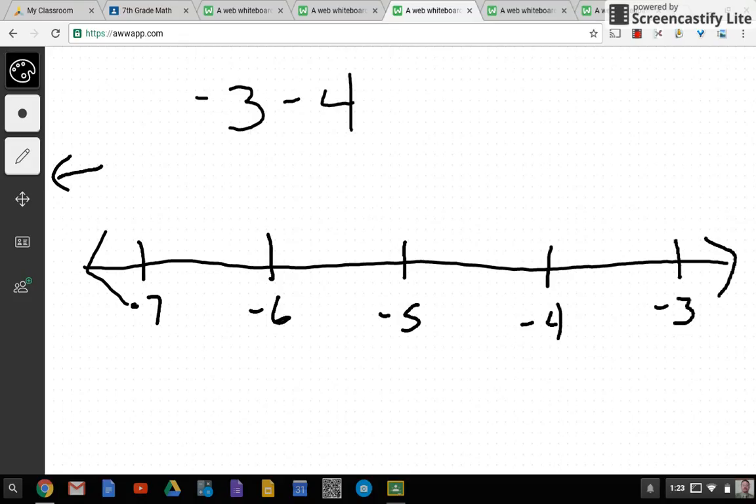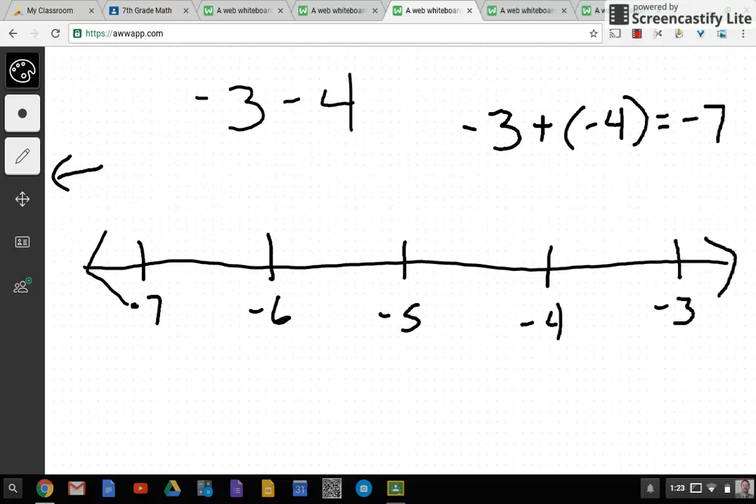Okay, so if I was working this problem, the steps say that I need to work it as an addition problem. So that means I change the subtraction symbol to an addition symbol, and change it from a +4 to a -4. So now I follow my addition rules. I've got two negative signs, which means I'm going to keep the negative sign, and I'm going to add the numbers. So 3 + 4 is 7, so I get a -7. That's where I should land.